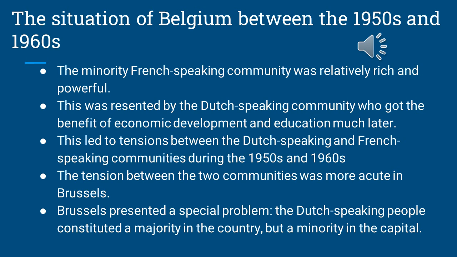So consider a situation if people in the country would be suppressed. I'm talking about the Dutch speakers. If they suppress French speakers anywhere in Belgium, the repercussion was there in Brussels because the population of French speakers was more in Brussels, in the capital. So it was a very fiery situation and a situation of conflict and tensions.